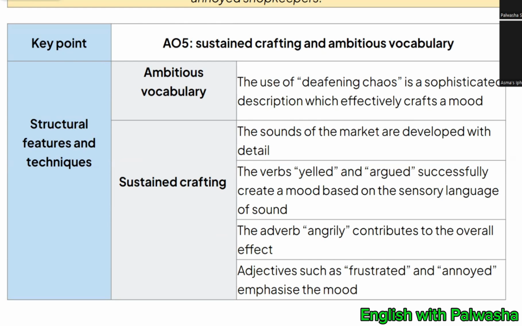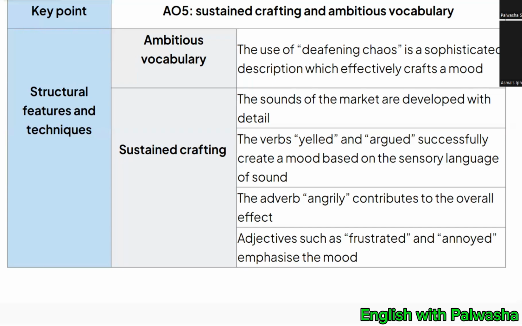So you can also compare that by using ambitious vocabulary. Sounds of the market are developed with detail. The verbs yelled and argued successfully create a mood. And then the adverb angrily: somebody came to the market, and the person who is selling the things is not attending the customer, but it's quite hot outside and the customer is not waiting even for a single minute. Then he angrily responded, please give me the vegetables as soon as possible. I don't have much time. So adjectives such as frustrated and annoyed emphasize the mood.